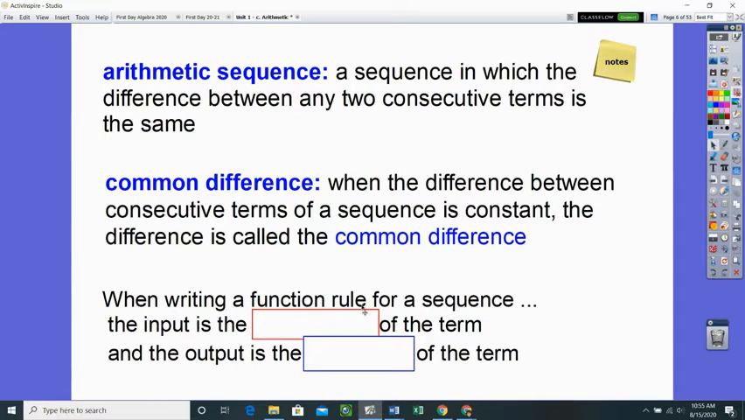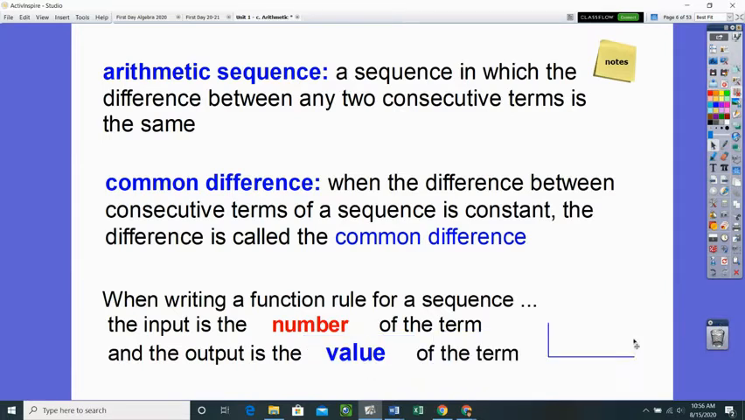When writing a function rule for a sequence, the input is going to be the number of the term, and the output will be what that term number is. So your input would be the n, the value would be the A of n. So this is the term number, and this is the actual number that's sitting inside the sequence.